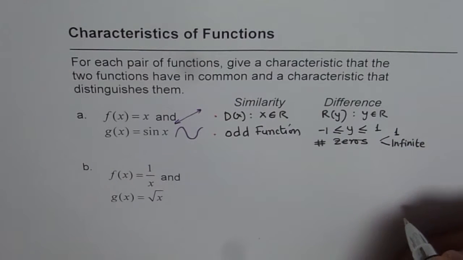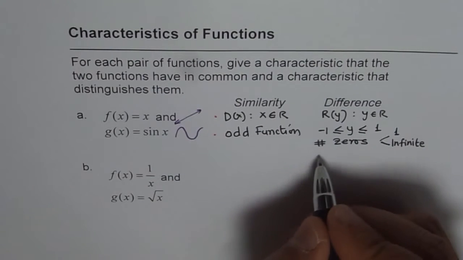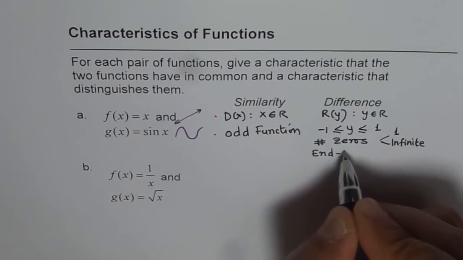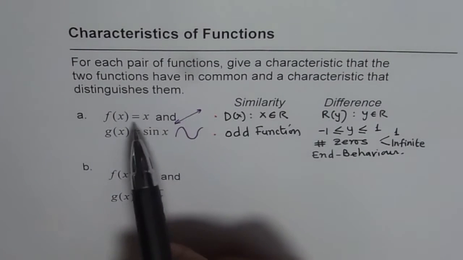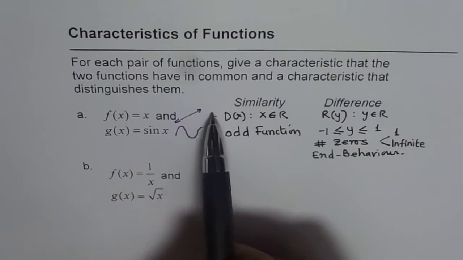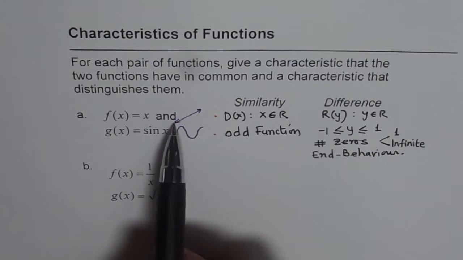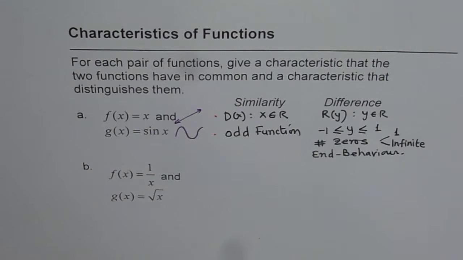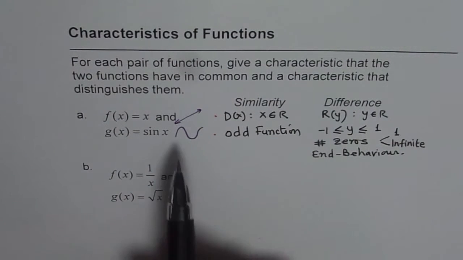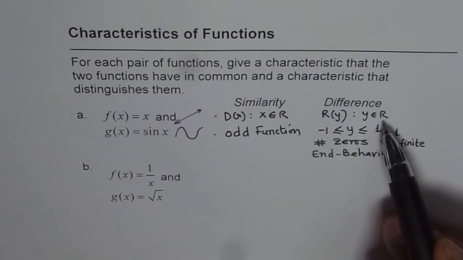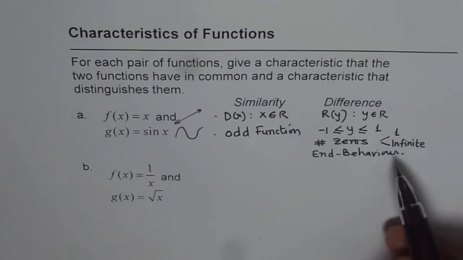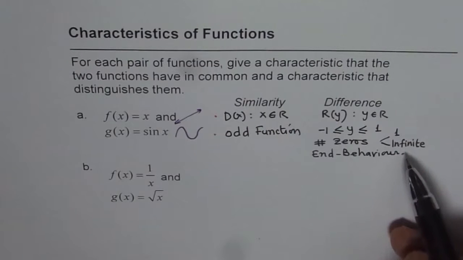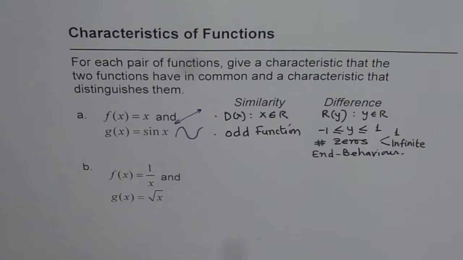And one of the other distinguishing features could be the end behavior, right? So end behavior is very different. You can list details of end behavior. For example, for the linear function, as x approaches positive infinity, y approaches positive infinity. As x approaches negative infinity, y approaches negative infinity. How about sine x? You can't really say. It is any value between its range of minus 1 and plus 1. It oscillates. So these are very interesting differences between the two given functions. I hope you appreciate them.